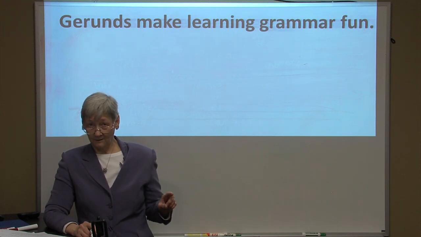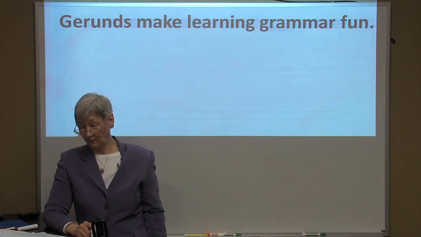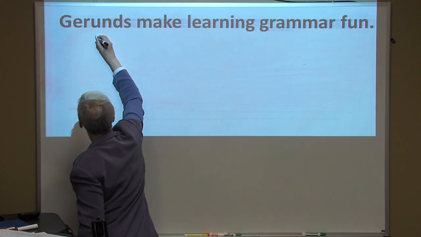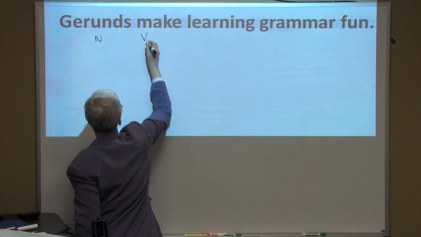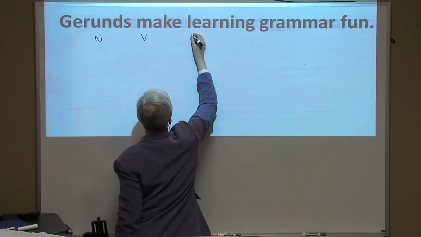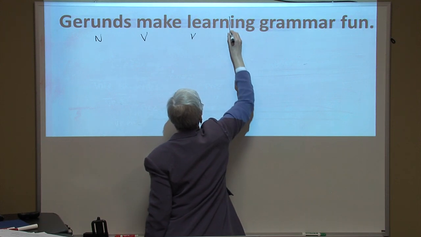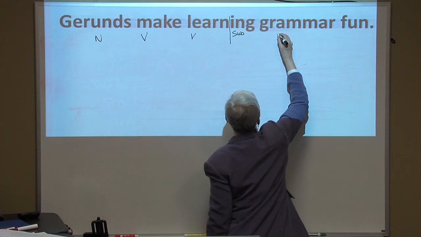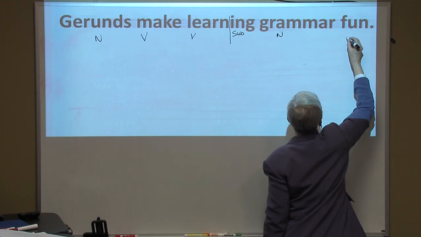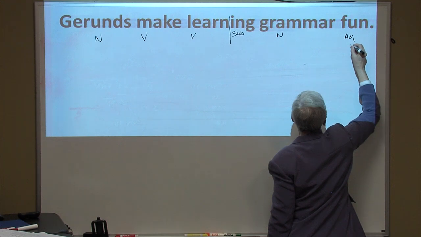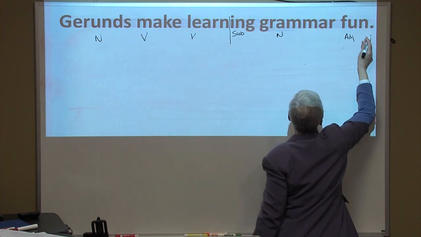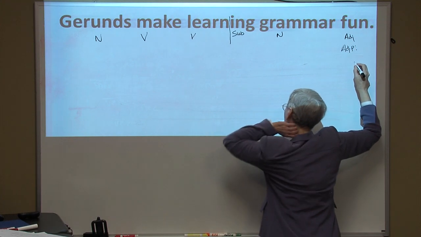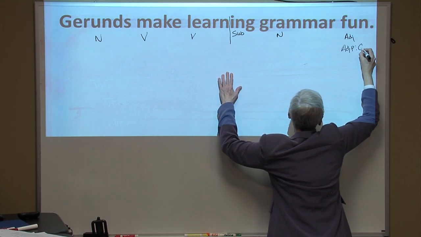So this sentence is not true. Gerunds make learning grammar fun. Gerunds is a noun. Make is a verb. Learning is a verb. It's subordinated by the ing. Grammar is a noun. And fun is an adjective. Moving from right to left, fun is an adjective phrase. It functions as an object complement.